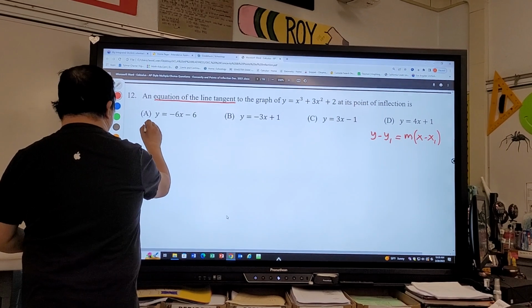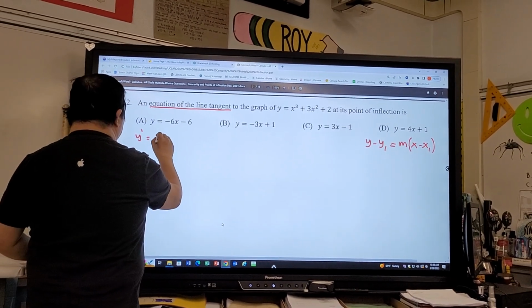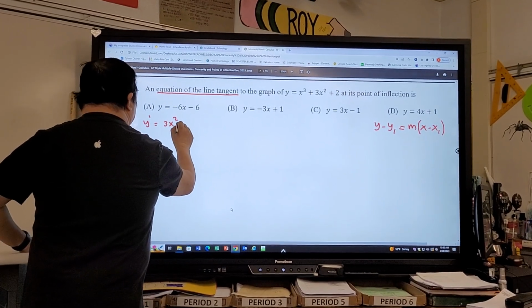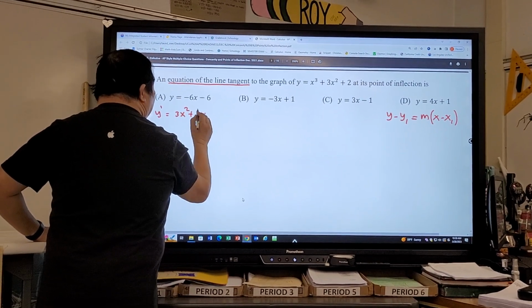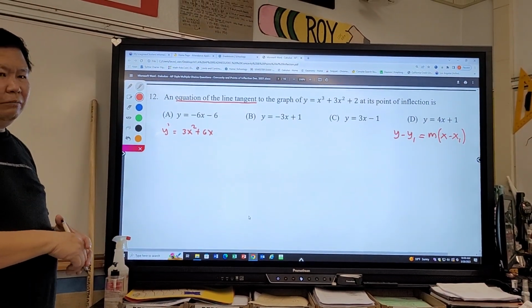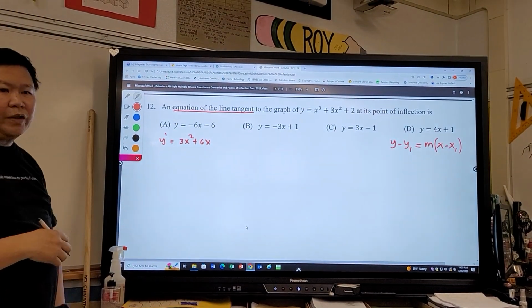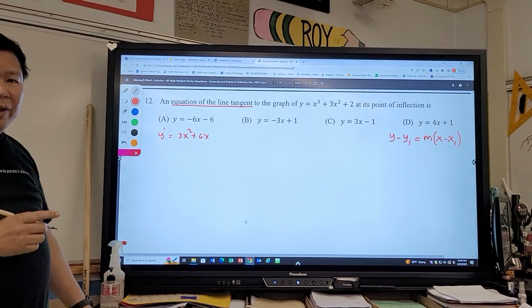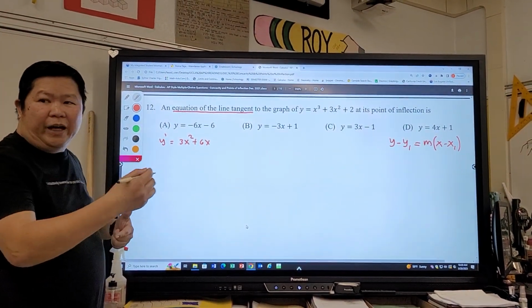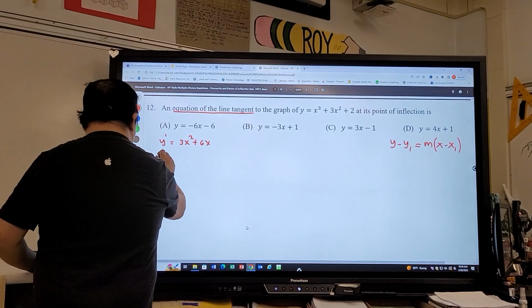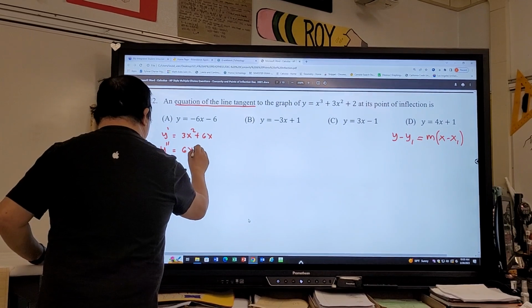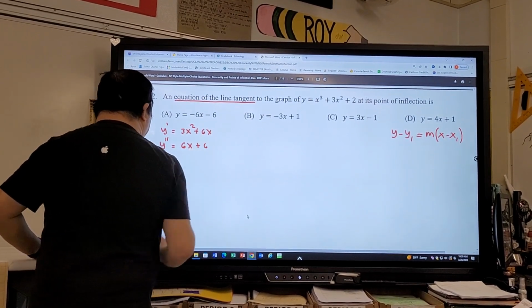Okay, so first we're going to take the derivative. y prime is equal to 3x squared plus 6x. And then, what can be factored out? Or are we going to proceed to the second derivative? Yes, because we cannot plug in the value of x yet. We don't have the value of x yet. So proceed by taking the second derivative, and this is going to be 6x plus 6.